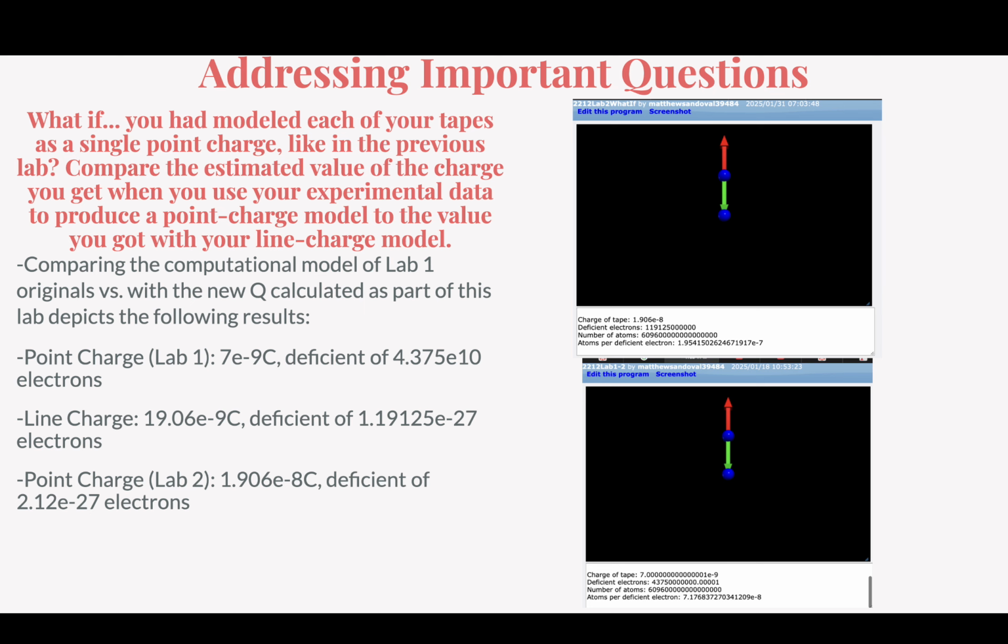What if I had modeled each of my tapes as a single point charge like in the previous lab? In order to answer this question, I took my computational model from Lab 1, and instead of using an equation to calculate Q, I input the Q found in Lab 2. Images of the results are shown to the right, with the top image being the new point charge model.